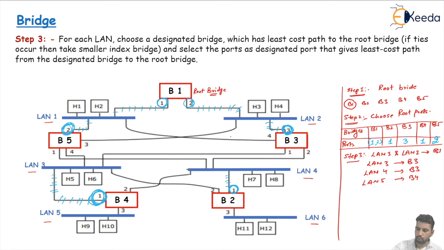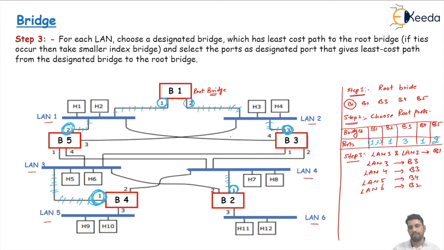For bridge number 2 also we have the links in all the directions, and we will choose bridge number 2 as the designated bridge for LAN number 6. So step number 3 is done. Now go for step number 4.